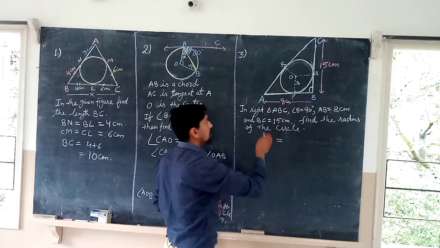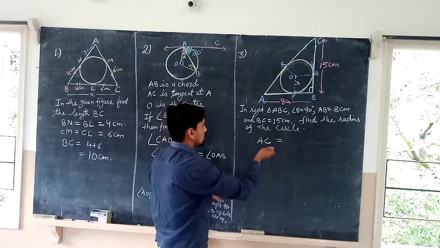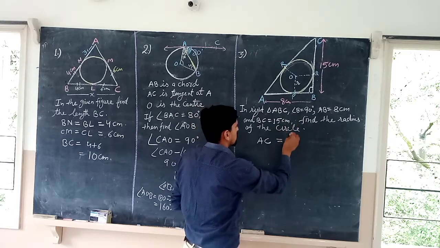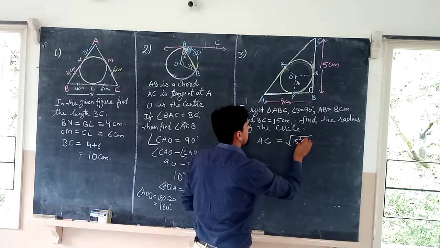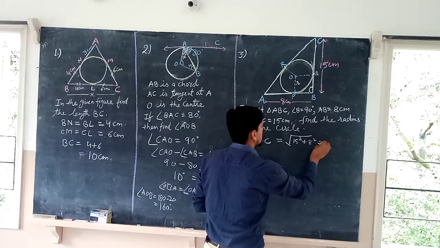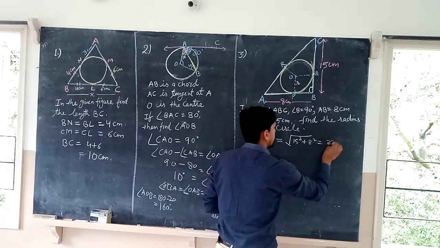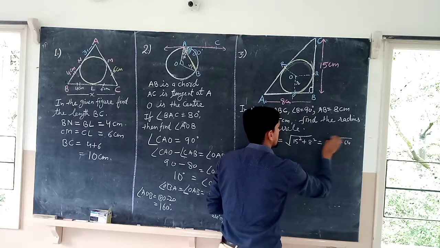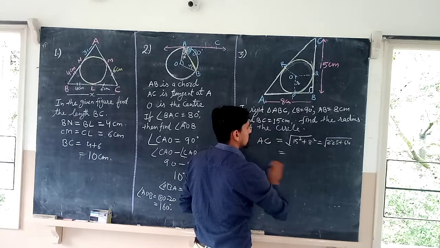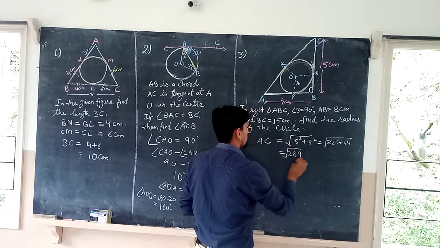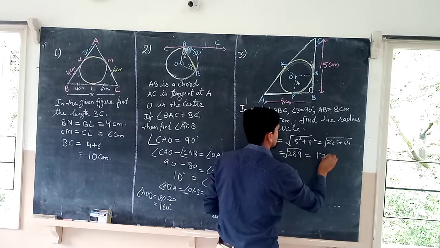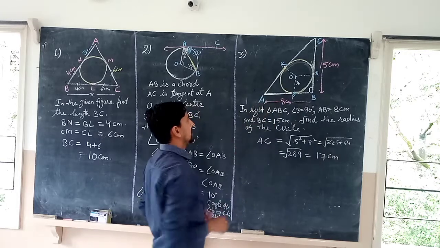Let's find out AC first, maybe we will use that also. So AC is 15 square plus 8 square, which is equal to 225 plus 64, which is equal to 289, and the square root of 289 is 17 cm. That means the length of AC is 17 cm.